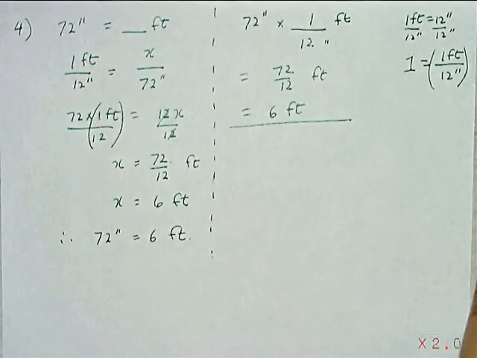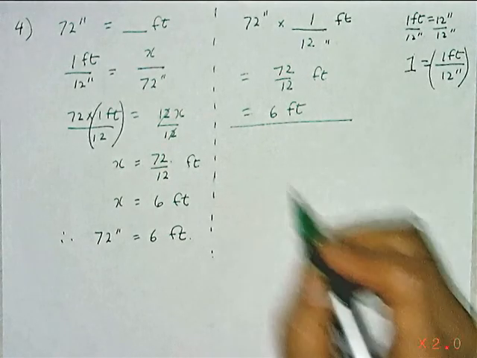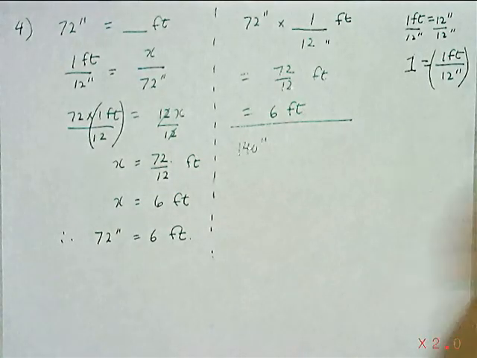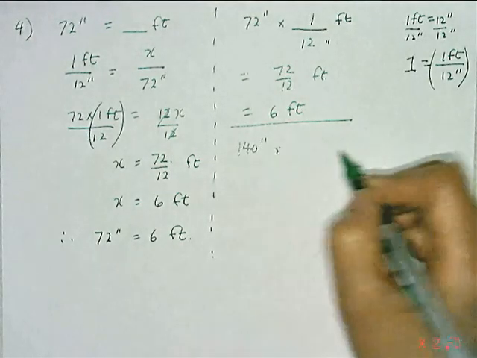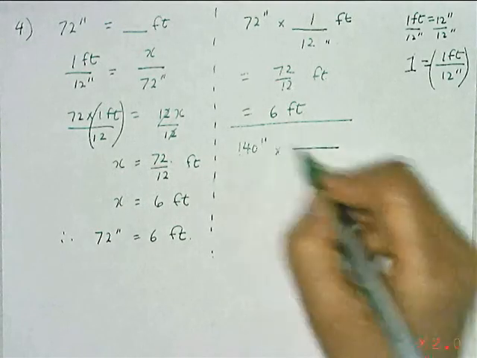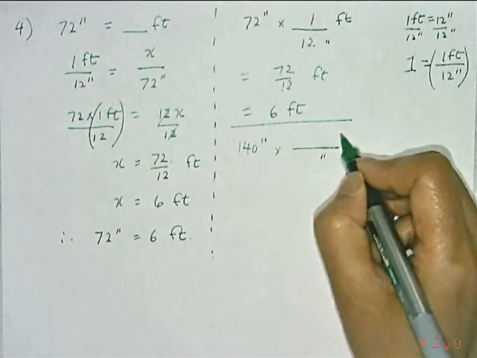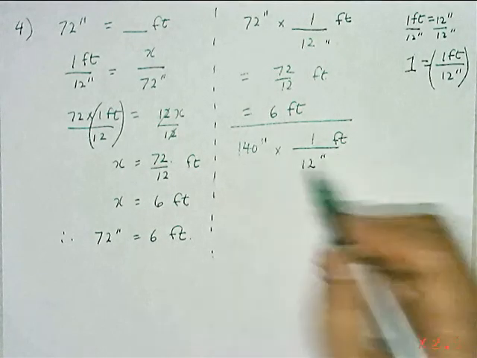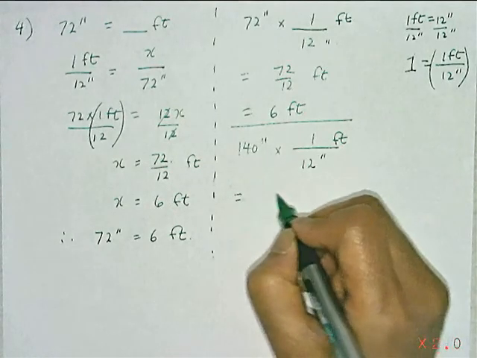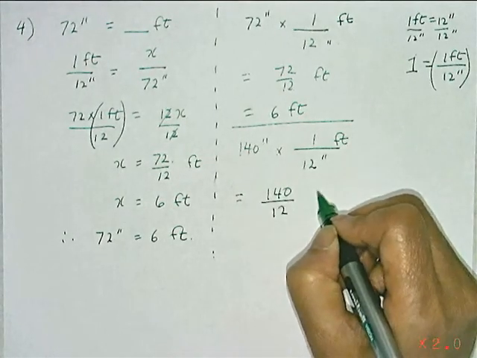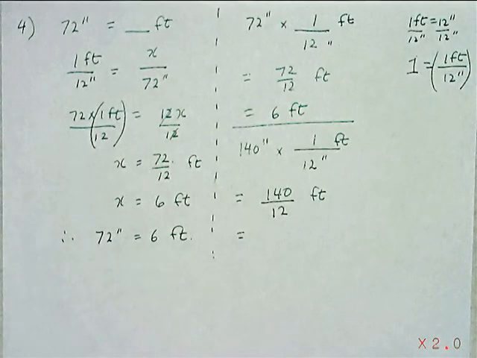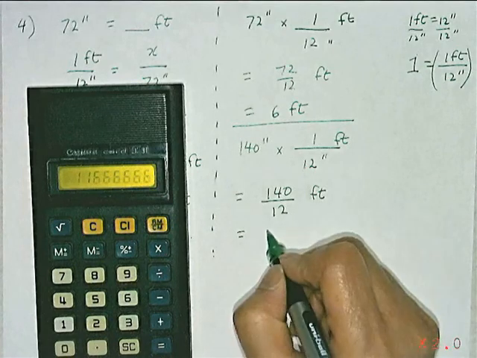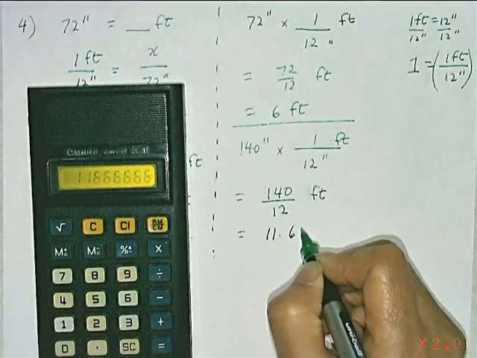So here's another example. What if I knew that I had 140 inches and I want to convert that to feet? So 140 inches, I know that I need inches on the bottom and I need the relationship to feet. So 1 foot is equivalent to 12 inches. My inches will cancel. I'm left with 140 times 1 over 12, and the answer will end up in feet. So now I need to calculate this. 140 divided by 12 equals... it looks like 11.6 repeating feet.